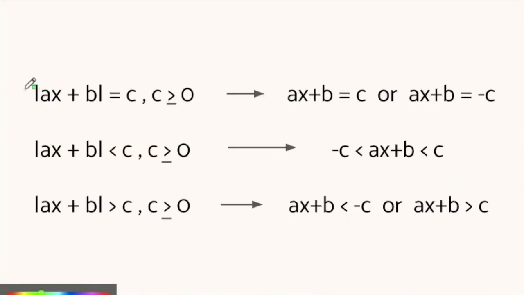There are a few rules we need to go over before we start doing questions. The first one is the most basic rule. This is what absolute value means with equalities. If we have a number inside the absolute value symbols, and that is equal to another number, then both of these expressions must be true. That number, whatever is in the absolute value, can be equal to this number or the opposite of that number.